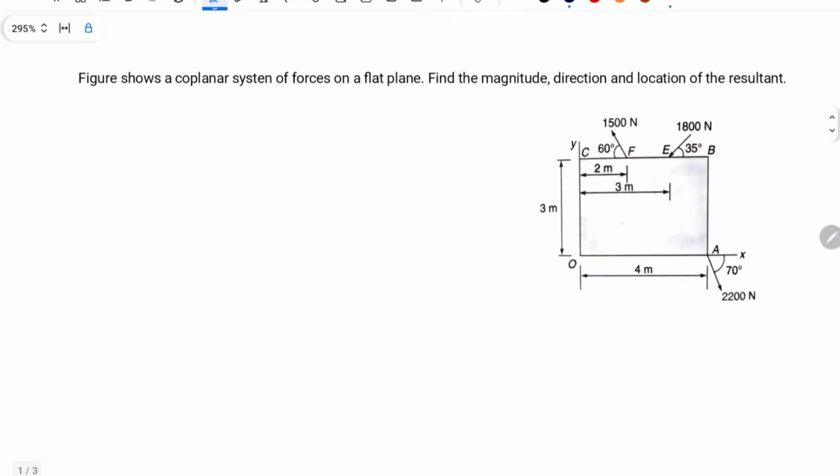This is the first problem I have considered. The figure shows a coplanar system of forces on the flat plane. Find the magnitude, direction and location of the resultant. First, starting with the resolution of forces, let me draw the free body diagram.